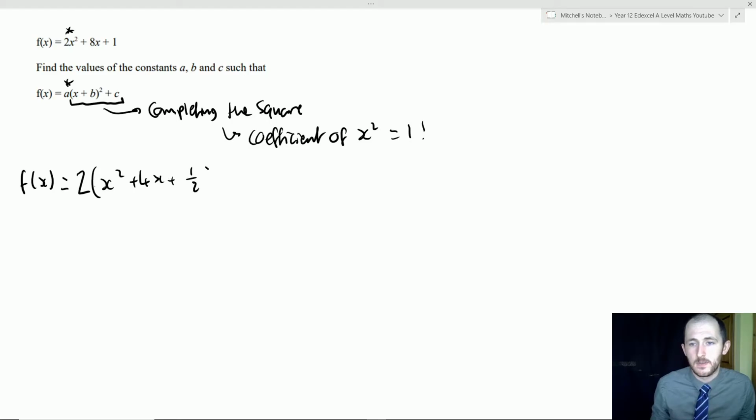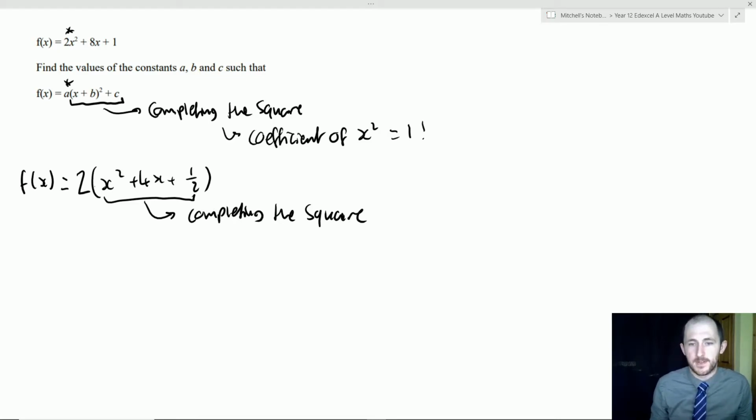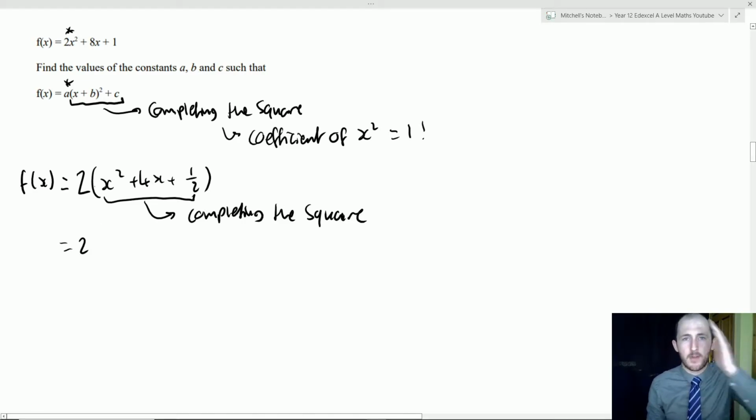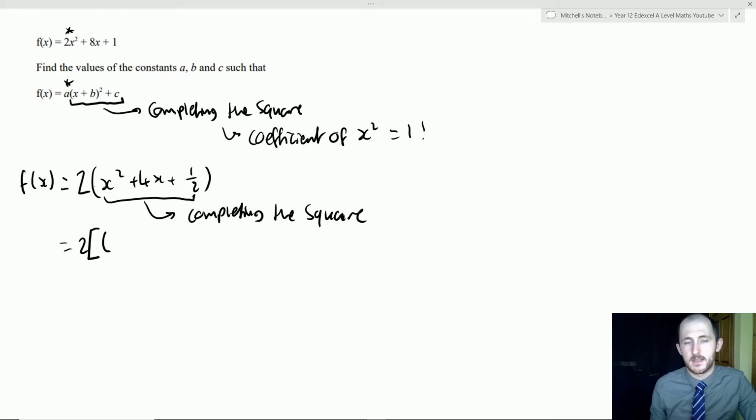And then what I do is I do completing the square. That's how I do the answer. So 2, and then what I like to do is when I have a bracket and then a bracket next to it, I like to use square brackets for the outer bracket and the inner one gets the regular curved brackets. Because I think it makes it look a bit more clear. So x plus 2 squared minus 2 squared and then plus a half.